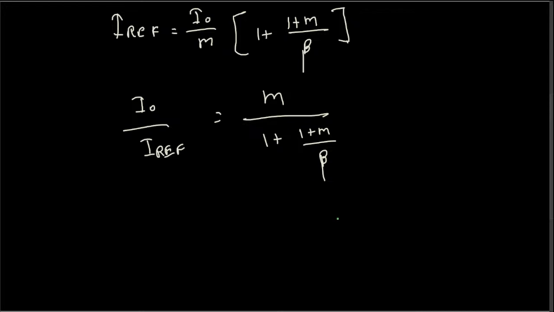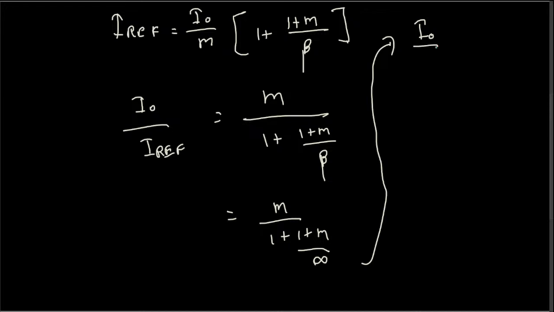Let's look at the ideal condition. Ideal condition is there is no error and beta is infinity. If that's the case, then this is M over 1 plus M over infinity. Then this whole thing becomes 0, so M over 1. So we will end up getting I0 over I reference is equal to M over 1, because we are dividing 1 plus M over a large value, so that tends to become 0. And then from this one we can say that I0 is therefore equal to M times I reference.